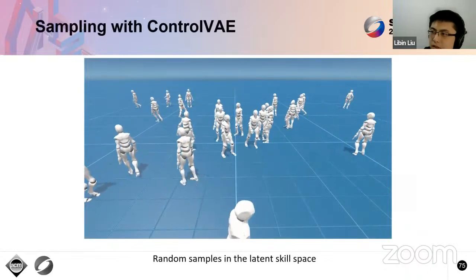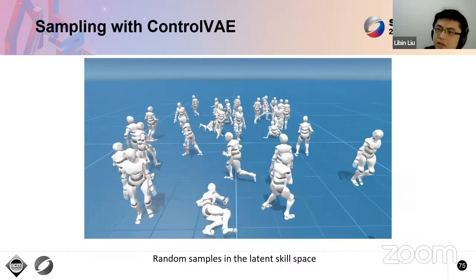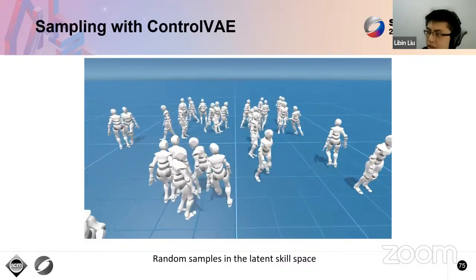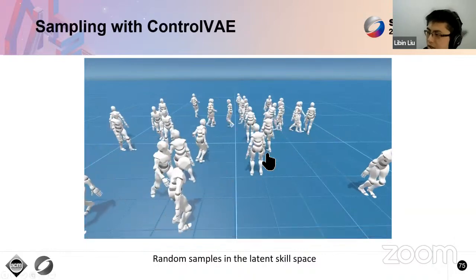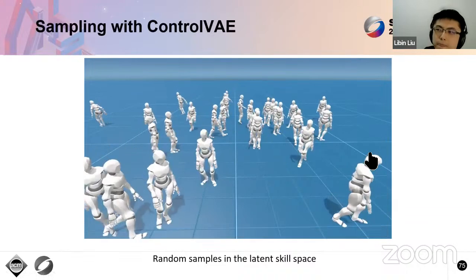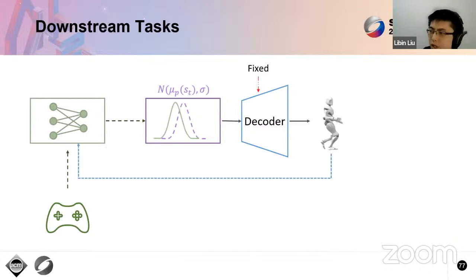So here are some results. Using that training, we can generate a skill embedding, and then we sample from that skill embedding, we can generate a diverse set of actions during simulation. And also the world model accurately captures the real simulation. So we can actually train a downstream task with the help of that world model.